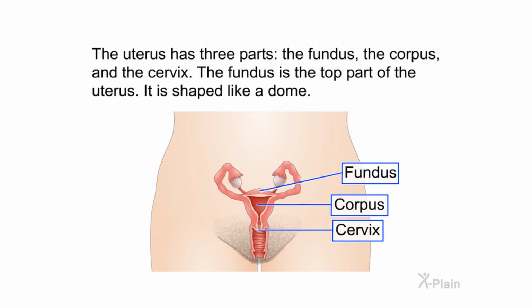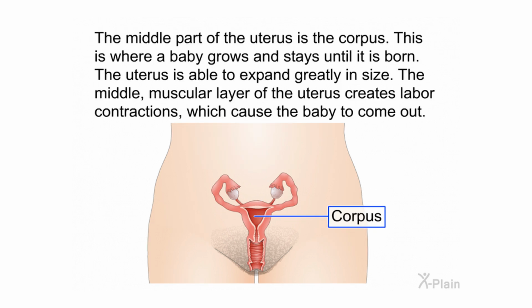The uterus has 3 parts: the fundus, the corpus, and the cervix. The fundus is the top part of the uterus. It is shaped like a dome. The middle part of the uterus is the corpus. This is where a baby grows and stays until it is born. The uterus is able to expand greatly in size. The middle muscular layer of the uterus creates labor contractions, which cause the baby to come out.